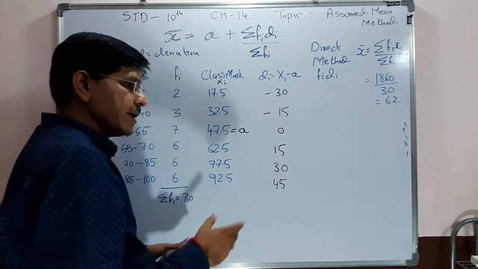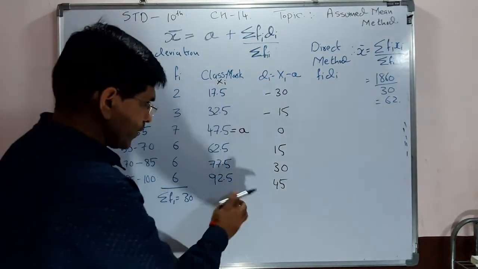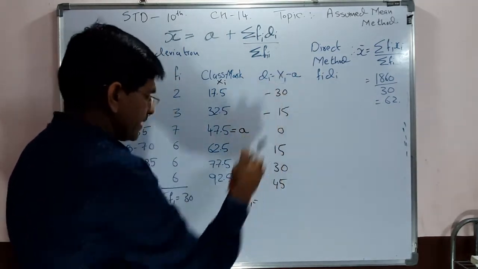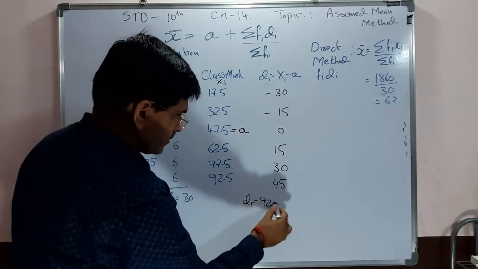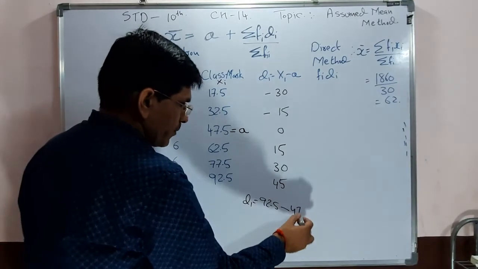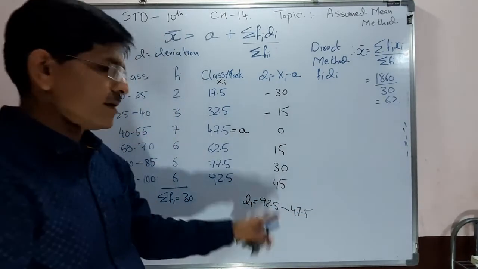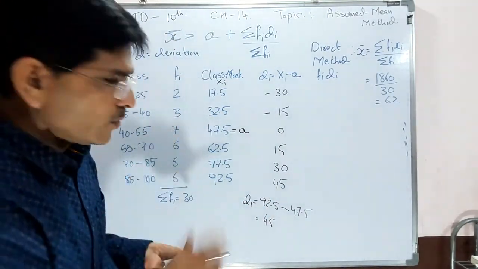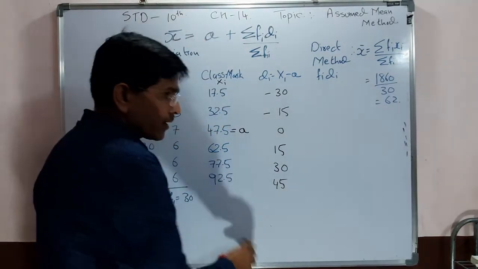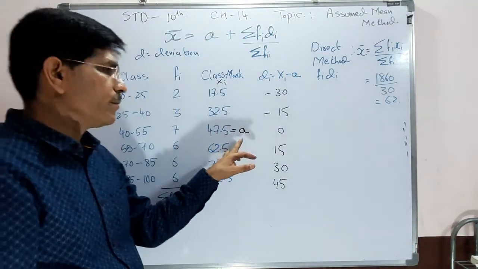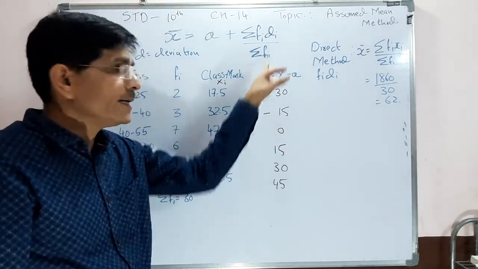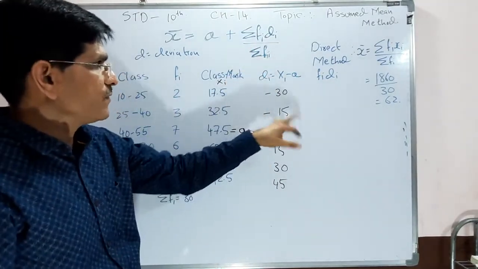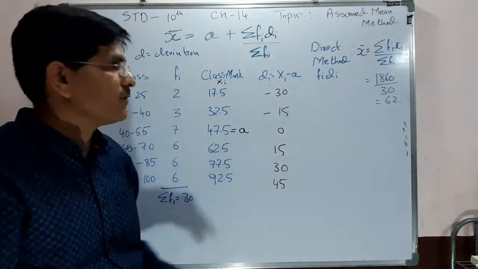How can we get 45? If I want to find this 45, then di is equal to xi, that is 92.5, minus the assumed 47.5. What do we get as the answer? 45. But it is not necessary to do it like that. We have already given you the shortcut method. What is the shortcut method? Wherever you assume a, di is 0; above you take negative and below you take positive. Above means minus 15, minus 15. Below means 15, 30 and 45.